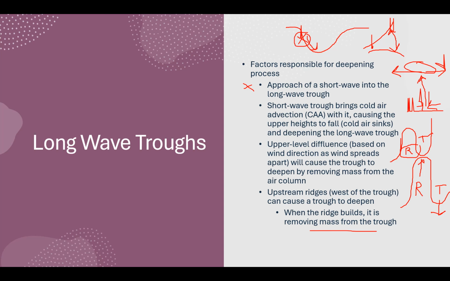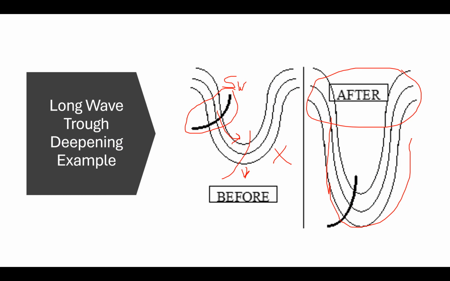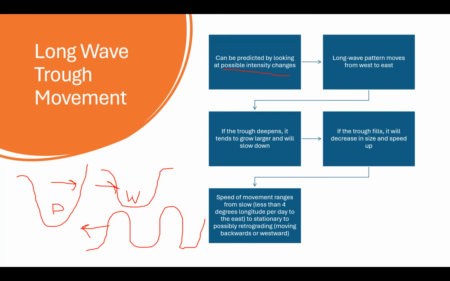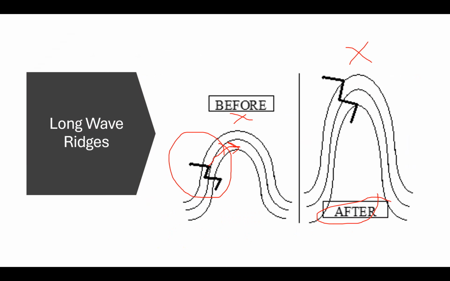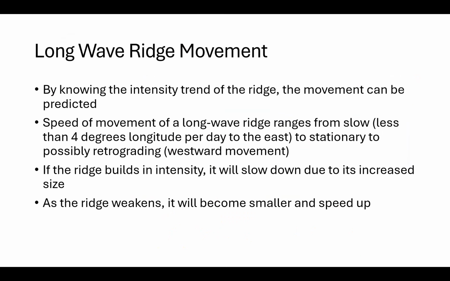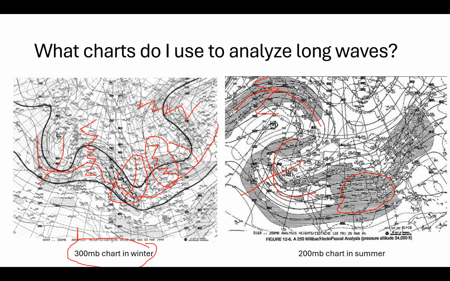We went over the mechanisms for deepening of long wave troughs or filling or weakening of them. We looked at the movement of long wave troughs. Just realize that the speed of movement is going to range from slow to even stationary to possibly retrograding back to the west. If the trough deepens, it tends to grow larger, and it will slow down. If the trough fills, it will decrease in size and speed up. We talked about long wave ridges, and the different things that strengthen and weaken them. And then we looked at the different types of charts we can use to analyze long waves, from the 300 millibar chart in winter on the left to the 200 millibar chart in summer.